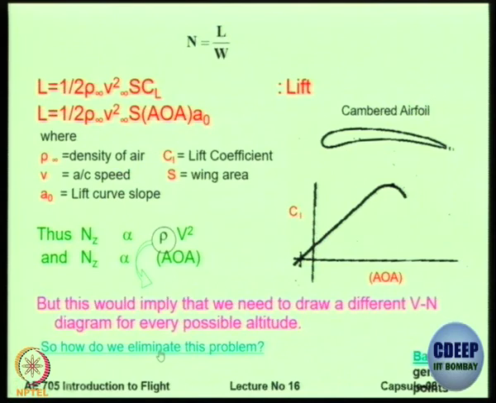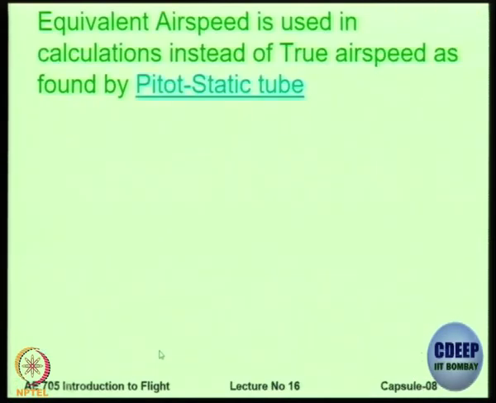Let us use the speed so that the dependence of density on speed is gone, and that is done through equivalent airspeed. So for the same dynamic pressure, half into rho at altitude into V at altitude square is equal to half into rho at sea level into V equivalent square. That is how you define equivalent airspeed. So, something like what you said, do not use V true on the x axis, use V equivalent. Now if you use V equivalent, then V equivalent is the same at every altitude because it takes care of the effect of density. So that is the solution.